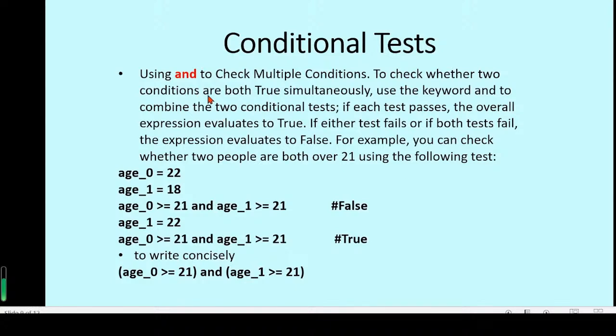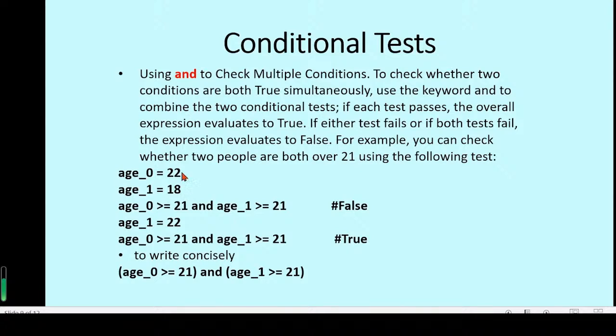And you can use and to check multiple conditions. To check whether two conditions are both true simultaneously, you can use the keyword and to combine the two conditional tests. If each test passes, the overall expression evaluates to true. If either test fails or if both tests fail, the expression evaluates to false. For example, you can check whether two people are both over 21 using the following test.